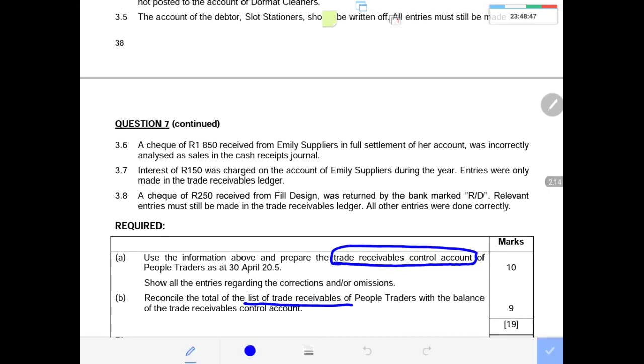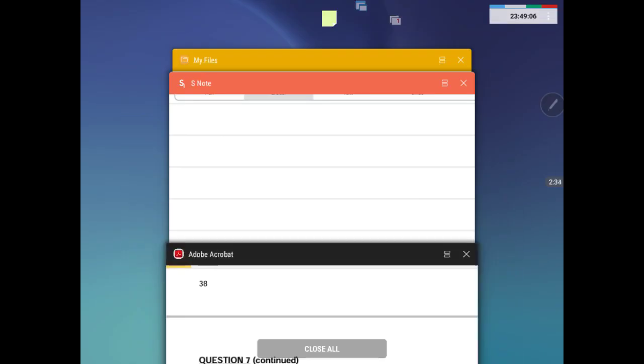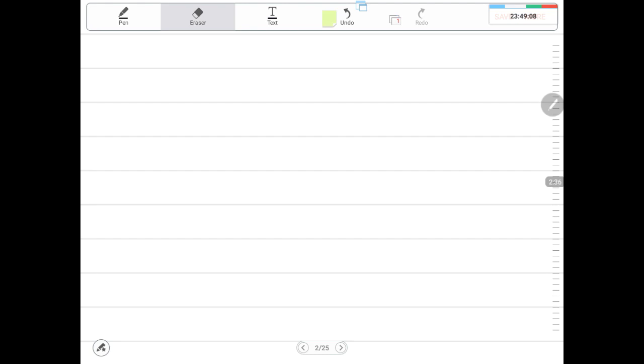Then now, although we are to reconcile the list of trade receivables, it has to be reconciled with the trade receivables control account. So we have the list of trade receivables, and we also have the trade receivables control account. So it is very important for us to understand the two. How are they different, or how are they treated? Now let us just draw the ledger account called trade receivables control.